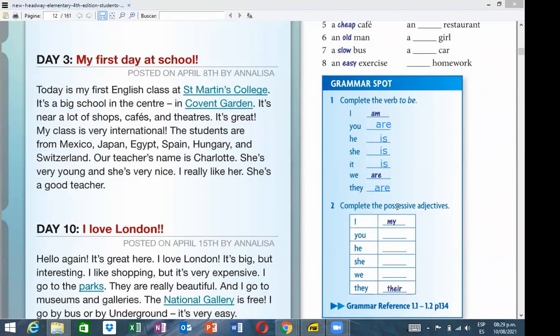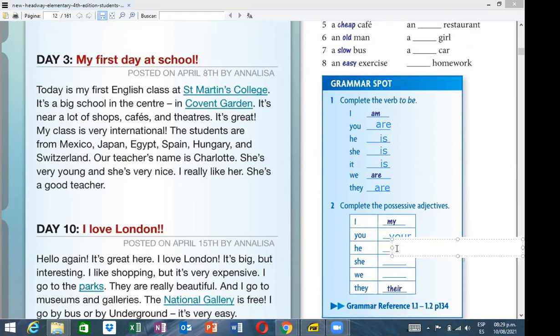Number 2, complete the possessive adjectives. Please, students. The first possessive here for the first subject is my, right? We have here the subject I, the possessive my, the next. Adjective you, possessive your, excellent. The next.